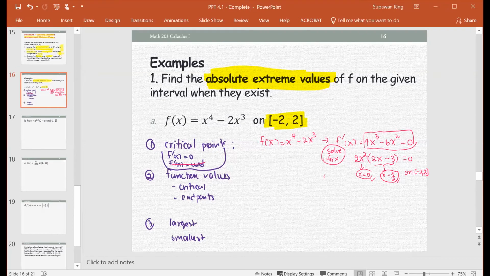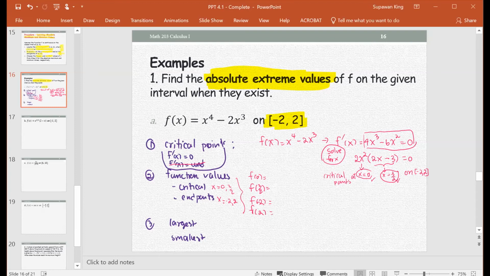So critical points at x equals 0 and x equals 3 over 2. So now we're going to find the function value at critical point and at endpoint. Critical points 0, 3 halves, endpoints x negative 2, positive 2. You're going to compute four function values: f at 0, f at 3 over 2, f at negative 2, and f at positive 2.